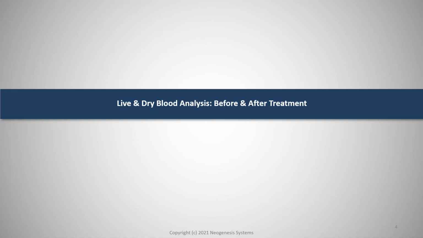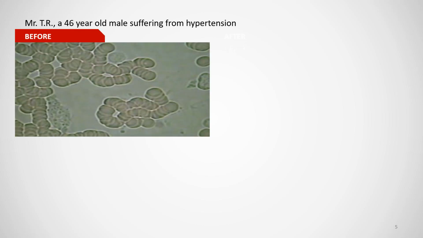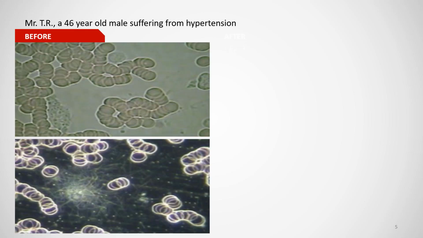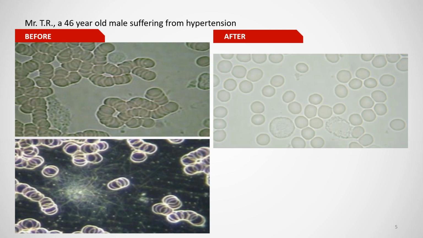All right, so I'll give you an idea of the type of images that we see in live and dry blood samples in bright field and dark field. This is just a short case to illustrate the type of changes that take place in the samples before and after treatment. So this was a 46-year-old male that was suffering from hypertension. We have the images before treatment. This was with the first appointment on the left-hand side there, and the images on the right-hand side would be after treatment.